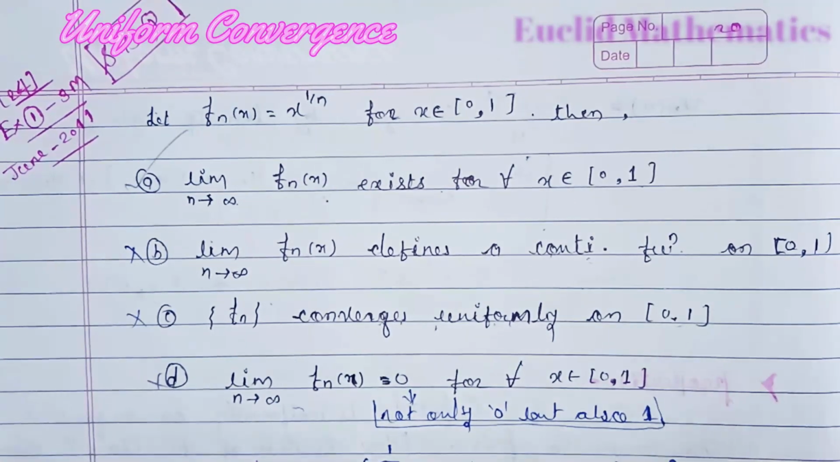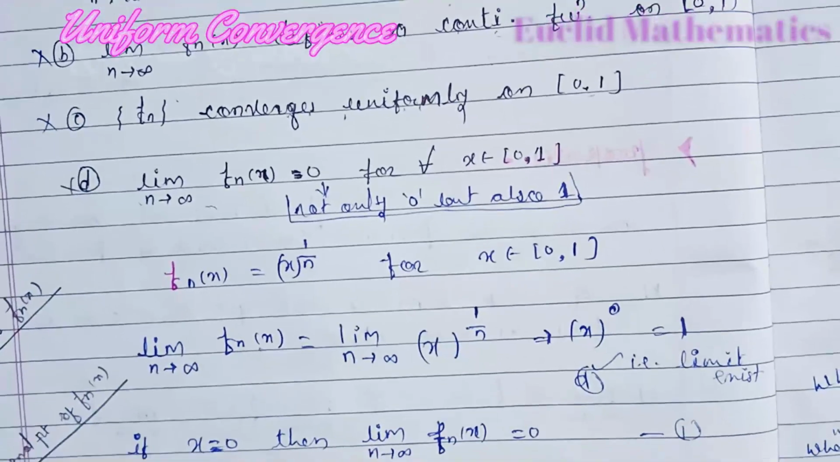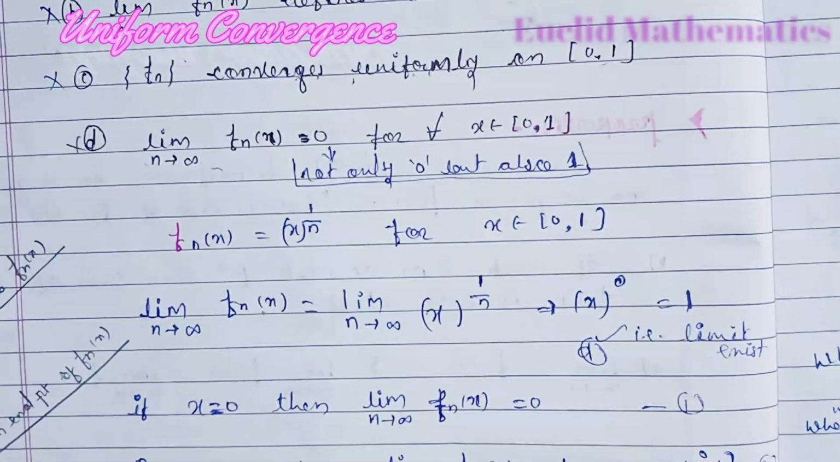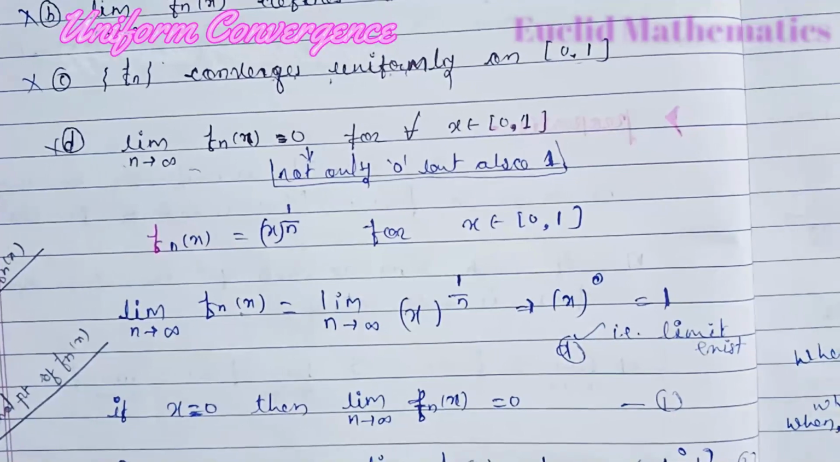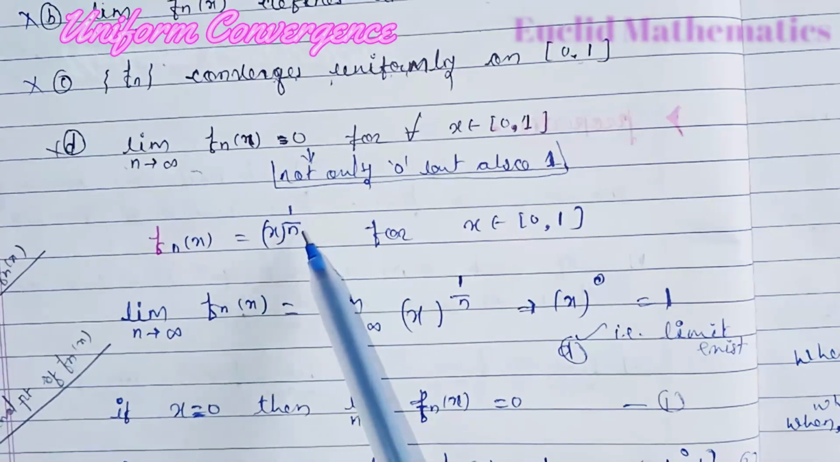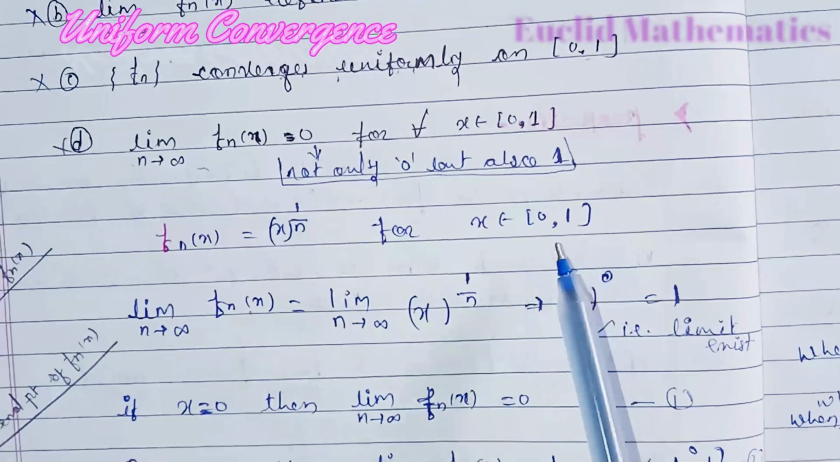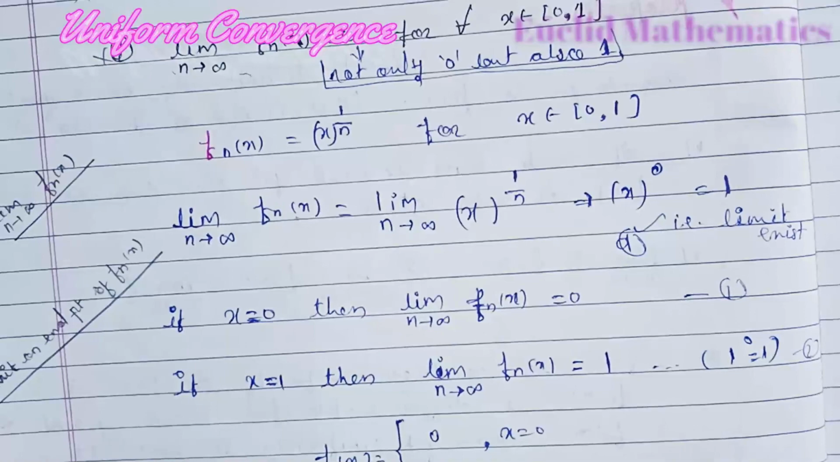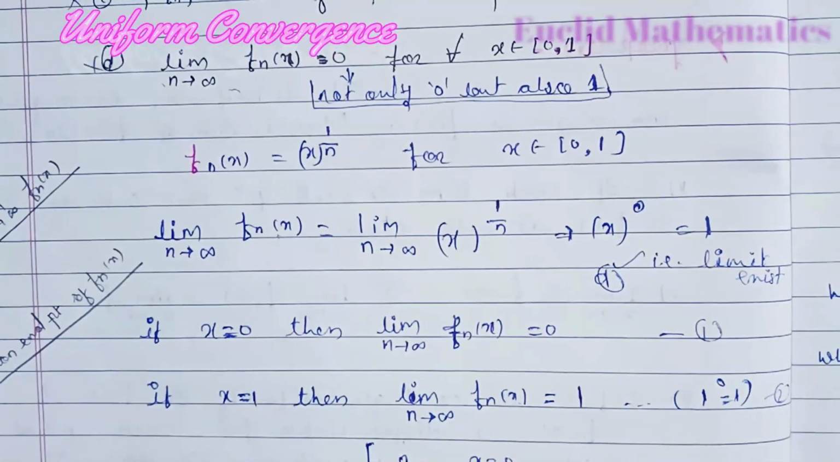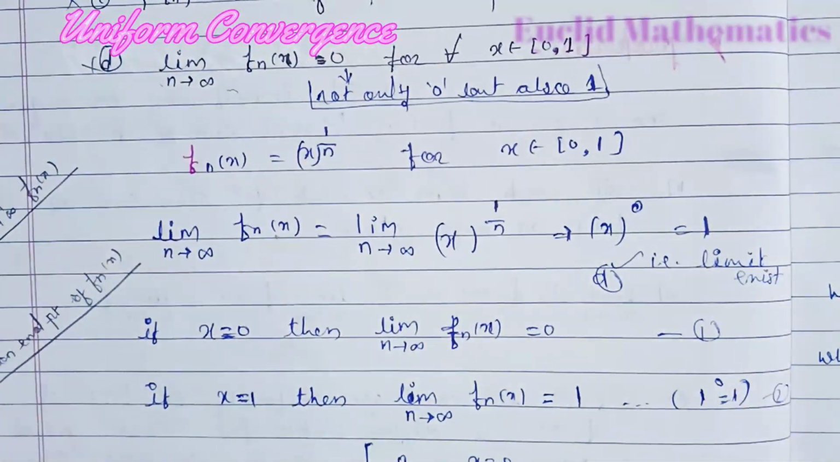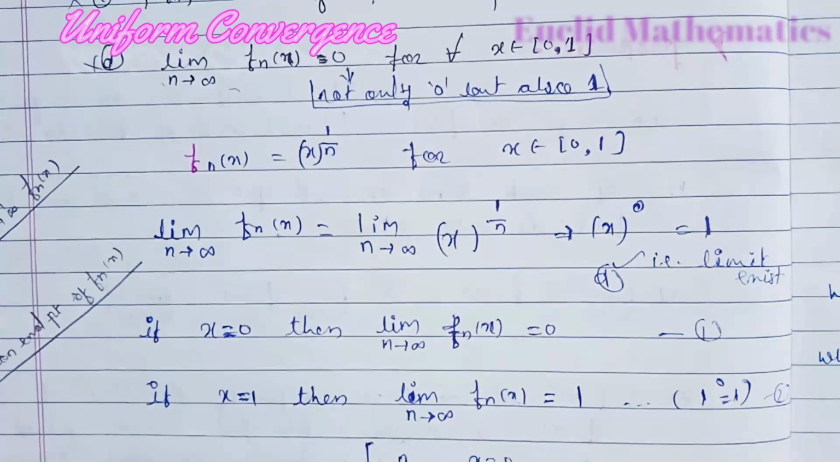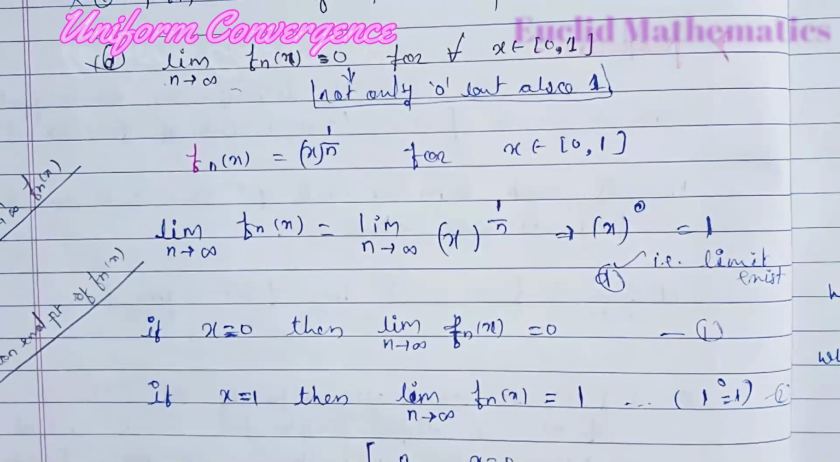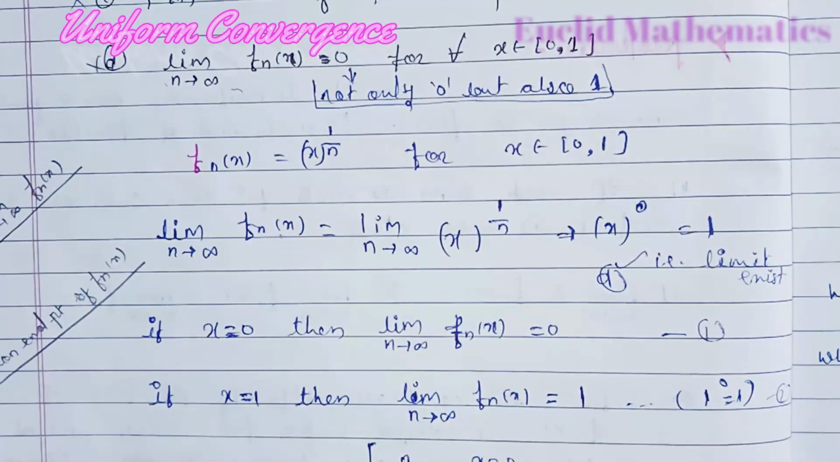Now let's get started with our solution. We have to check whether f_n(x) has a limit or not for all x belongs to [0,1]. f_n(x) is given in the example as x raised to 1 by n, and x is from [0,1]. We have to check whether limit n tends to infinity f_n(x) exists or not. So we apply the limit n tends to infinity. We are trying to eliminate the options, because sometimes we cannot directly get the correct answer, so it is a better way to eliminate the options.